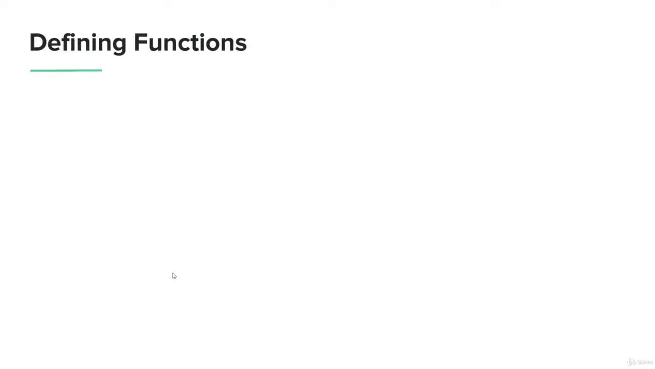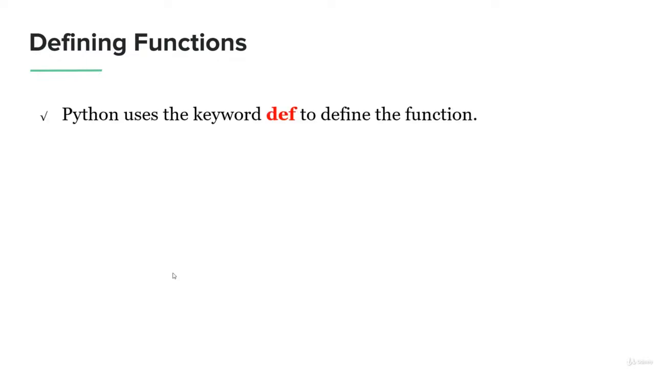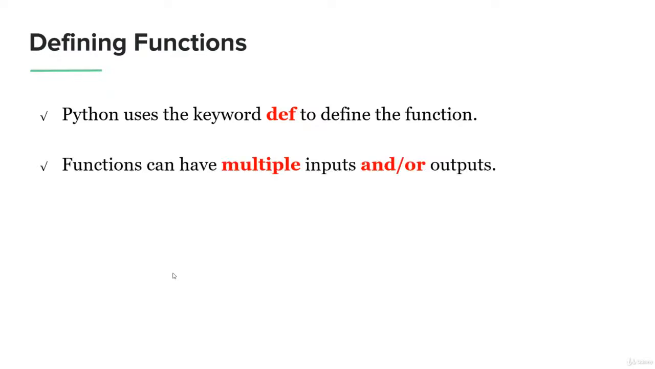Now, how to define our own functions, right? The user-defined functions. First, you need to understand that Python uses the keyword called def to define the function. So def is short for define. Functions can have multiple inputs and or outputs. So we can have 2 inputs and no outputs. We can have no inputs and 3 outputs. We can have no inputs and no outputs. It's up to us. We are the ones who are implementing this function.